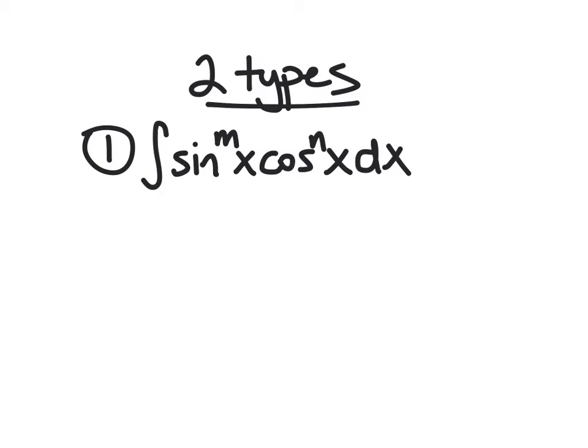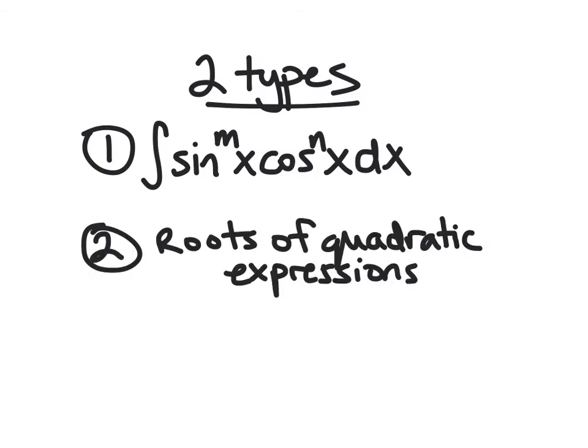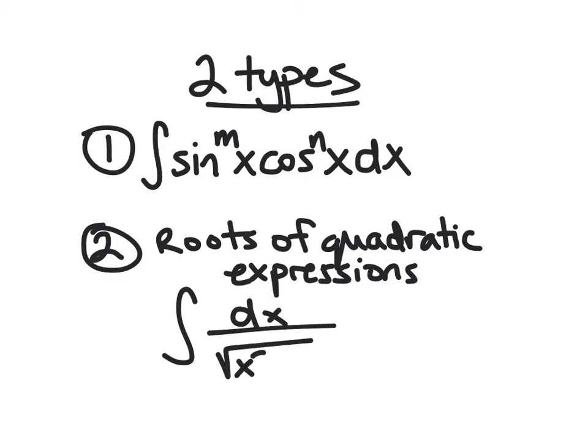The other one, it's less clear how trig shows up. These will be dealing with roots of quadratic expressions. What I mean by this is something like the integral of dx over the square root of x squared plus 2x plus 5, right? So we have a quadratic expression inside the square root, and somehow we're going to use trig to figure this guy out. Okay, so we will go over both types in this video.